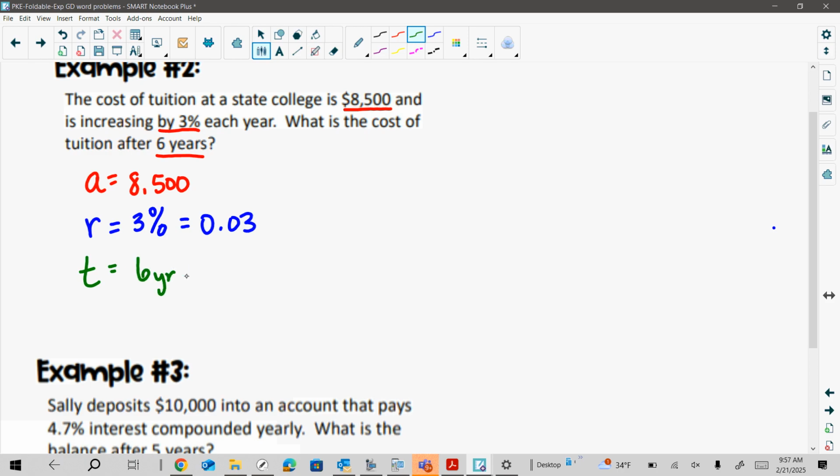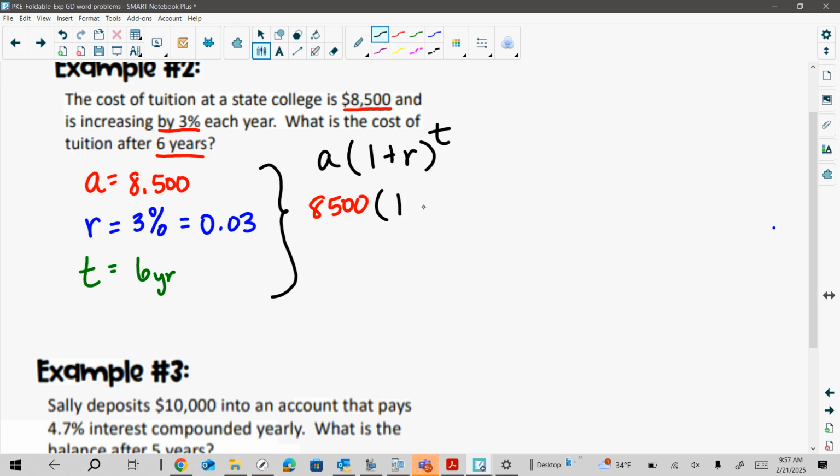So what we're doing is we're putting this information into our formula. Remember, our formula was A(1 + R) to the power of T. So I'm just substituting each part. A, our initial amount, is the 8,500. Then I'm going to do 1 plus our 0.03. And our time, we're going to raise it to a power of 6.